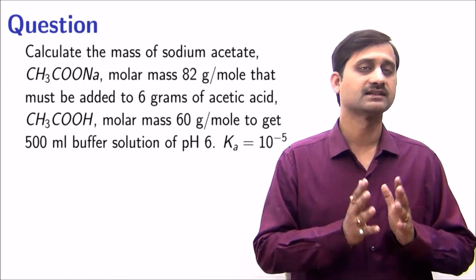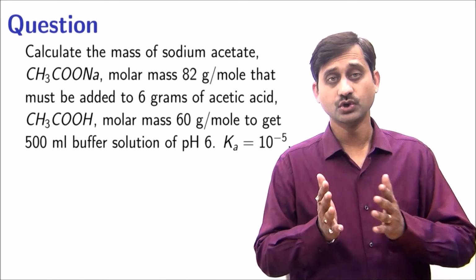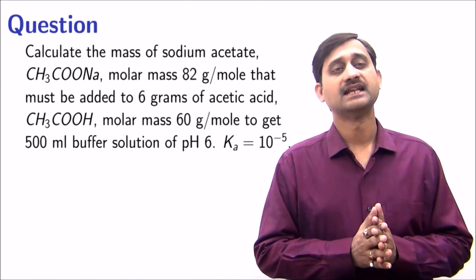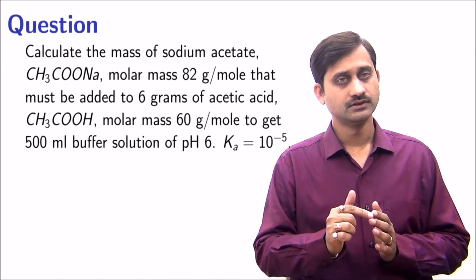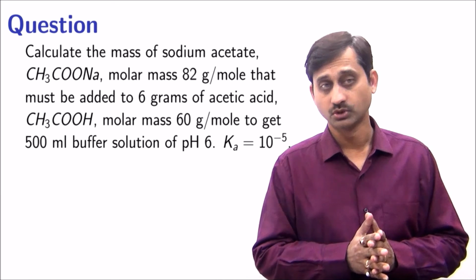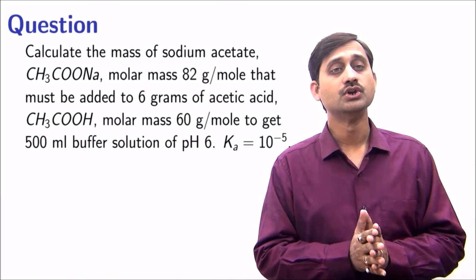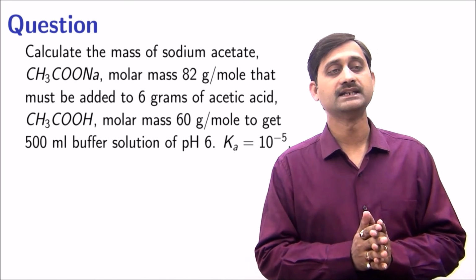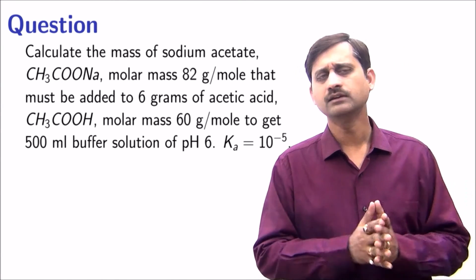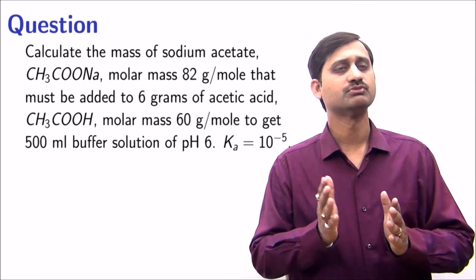Another question. Calculate the mass of sodium acetate, CH3COONa, having molar mass of 82 grams per mole, that must be added to 6 grams of acetic acid, CH3COOH, molar mass 60 grams per mole, to get 500 milliliter buffer solution of pH 6. Ka again is taken as 10 raised to the power minus 5.